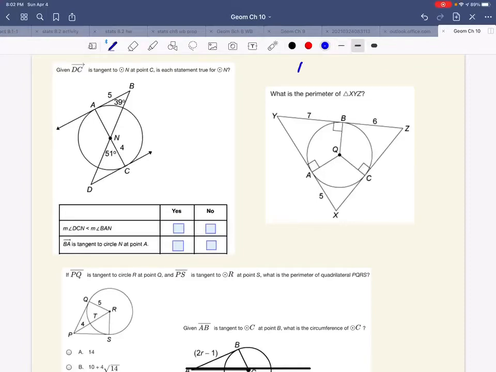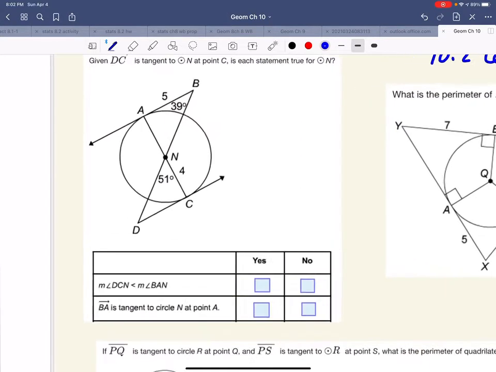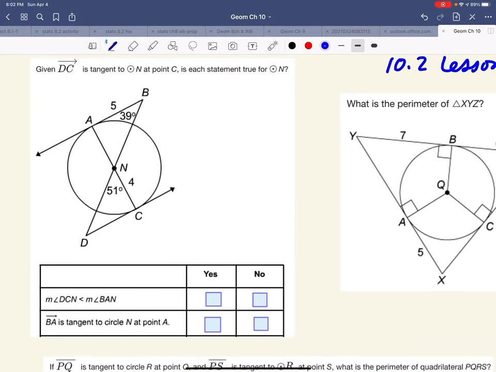Hey guys, we're going to do the 10-2 lesson check. So let's do it. All right, question number 1 says, given that DC is the tangent to this circle at C, what that means, based on our theorem from today, is that it makes a 90 degree angle with the radius, okay? So given this information, what else must be true?